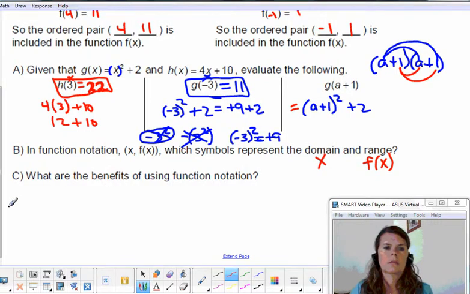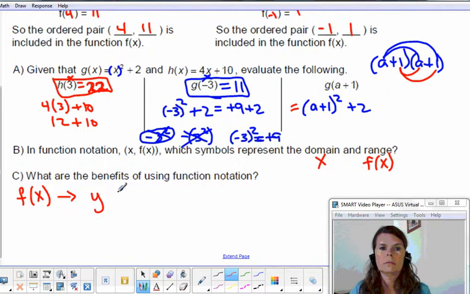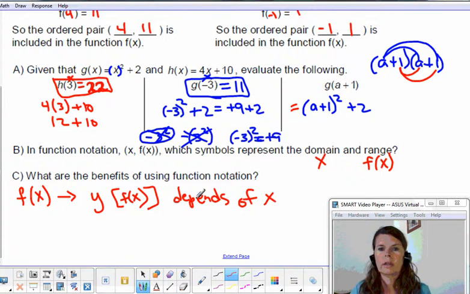Okay, so answers might be, I think the f of x really shows that your y depends on your x. Your f of x, or your y, and I'm just going to write in parentheses f of x, the y or the f of x depends on x. So it's a function of x. Okay, what's another reason for function notation?